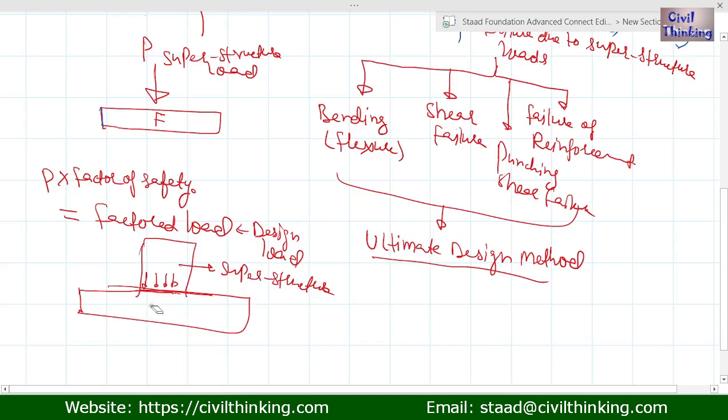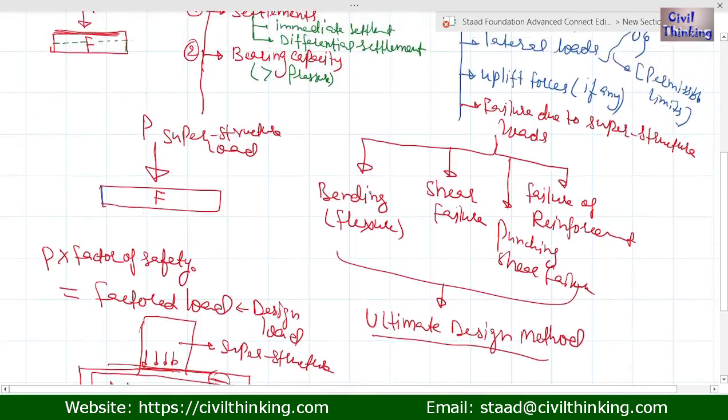And for the reinforcement, we have to make sure the development length is enough. Development length is the overlapping length, or the bond between the concrete and the reinforcement. It should be strong enough, because the load will try to break these bonds. So we also have to make sure all these development lengths and the amount of reinforcement are enough, so that there is no failure in the foundation because of the superstructure loads. We do all these kinds of checks in the ultimate design method.